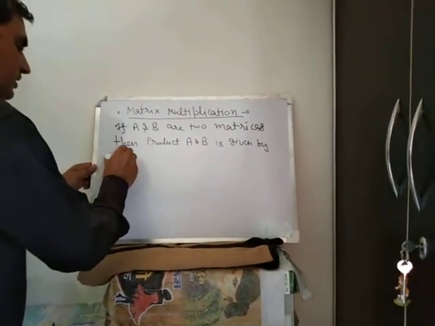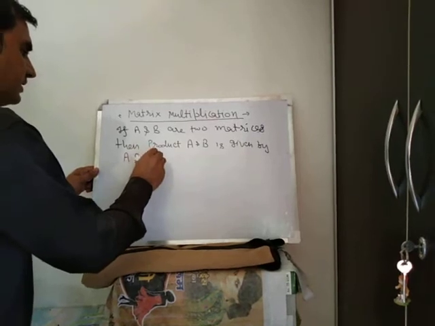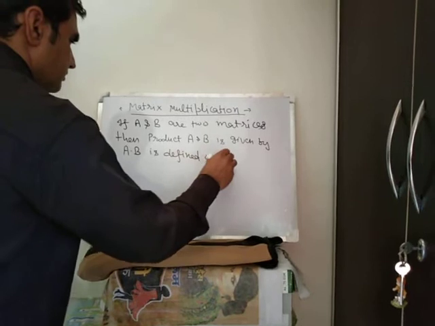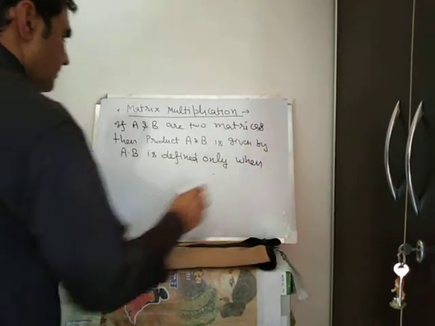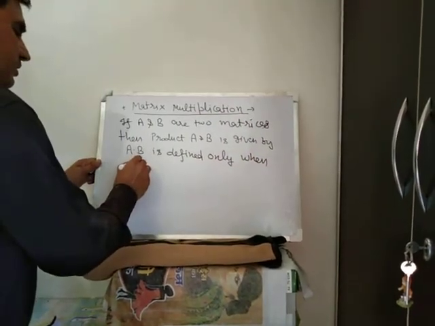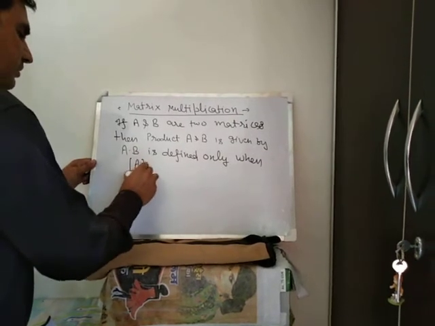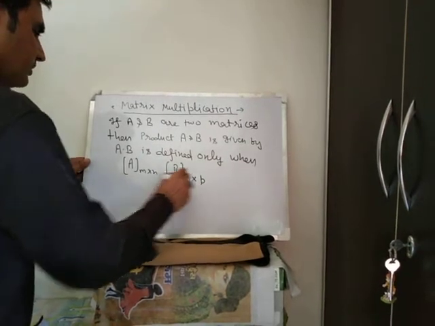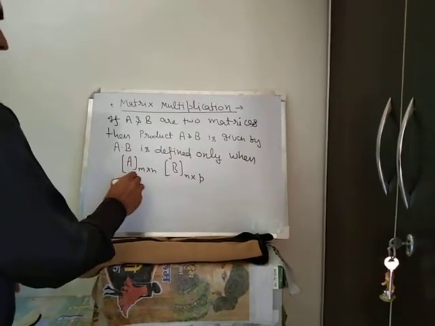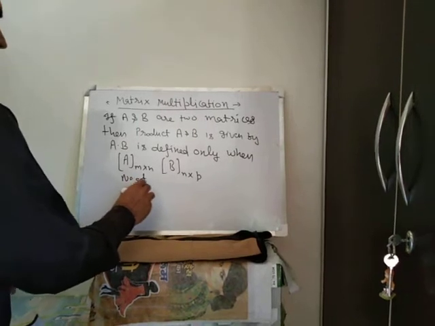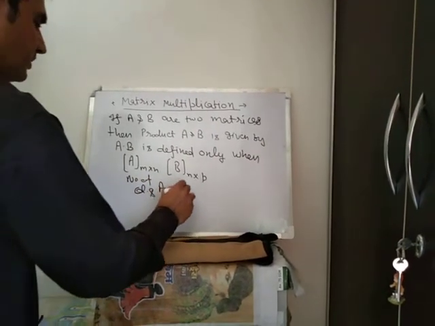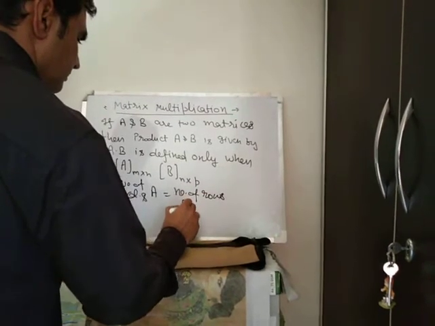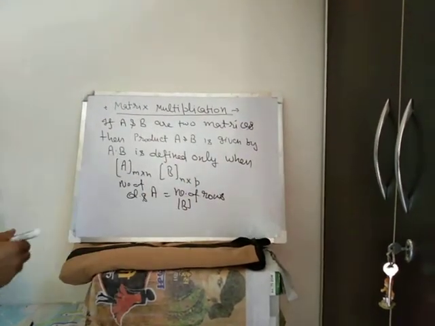First of all, A into B is defined only when A is m into n, and B must be n into p. That is, the number of columns of A and the number of rows of B must be equal. Then only the product is defined.